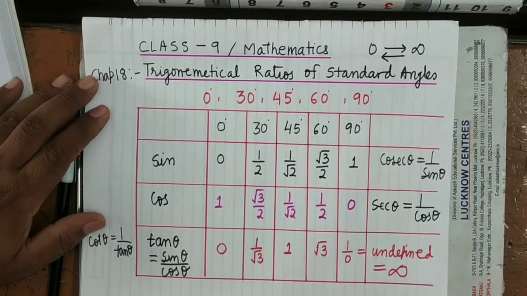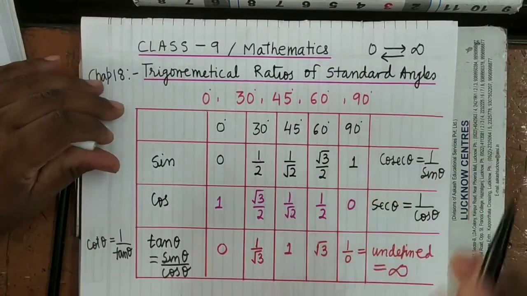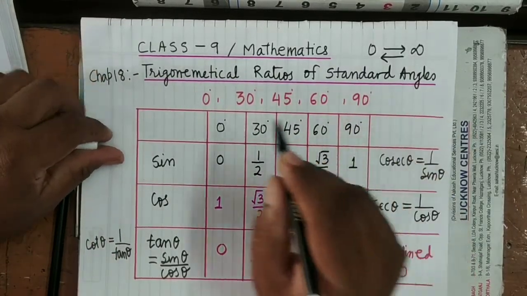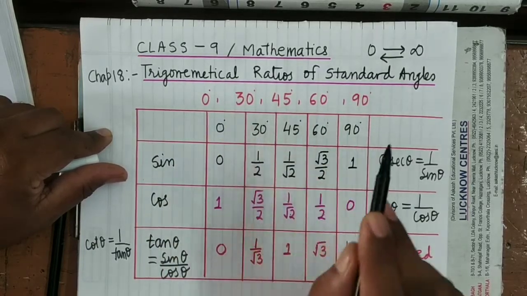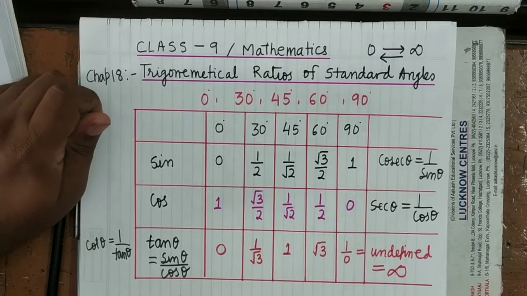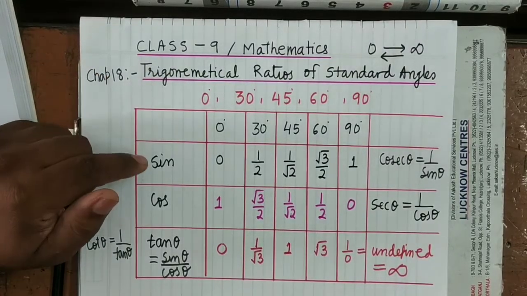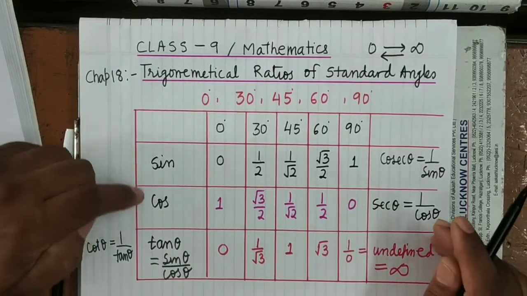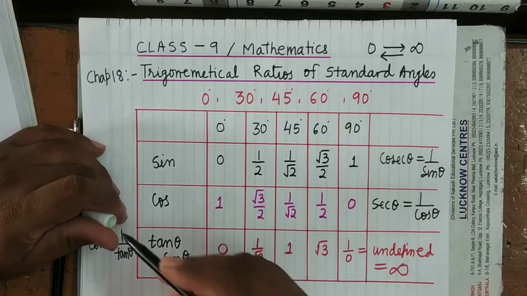What are the special angles? I am revising once again. You can say special angle or standard angle. These standard angles are 0 degree, 30 degree, 45 degree, 60 degree and 90 degree. We will memorize the sine, cos and tan values of these angles.